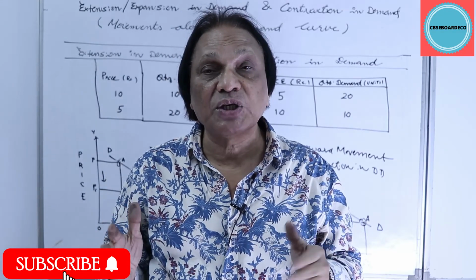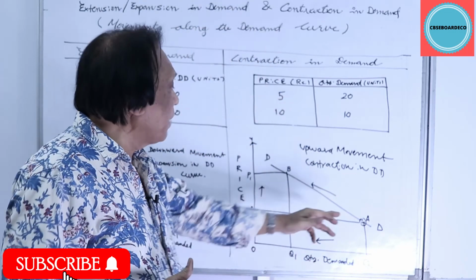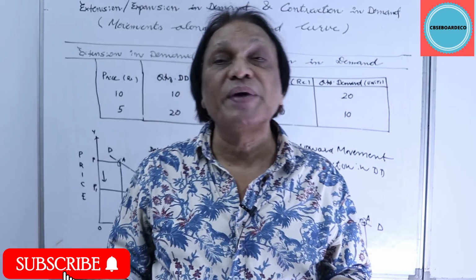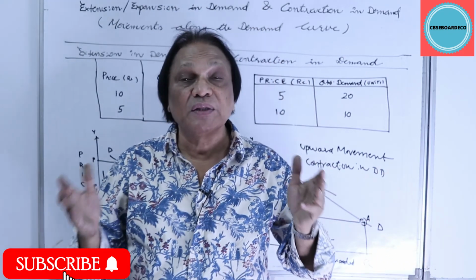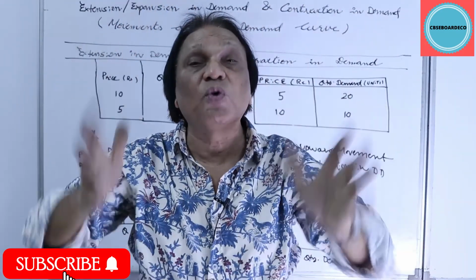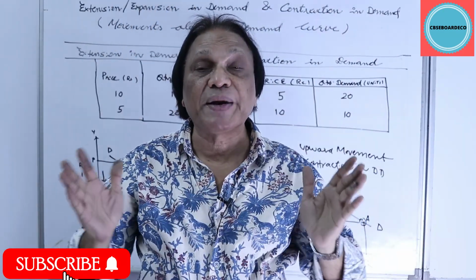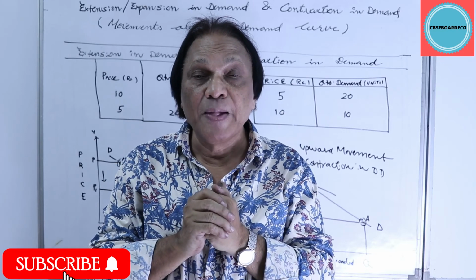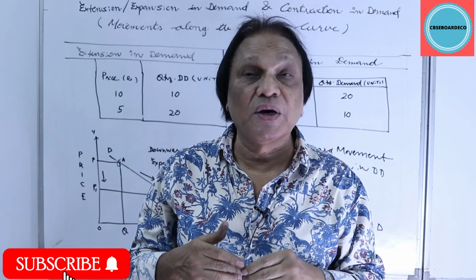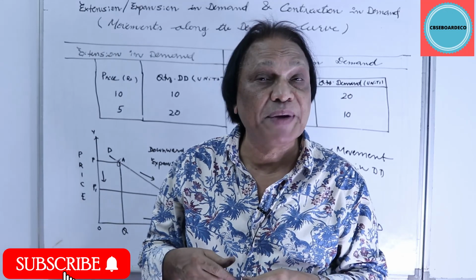That's called contraction in demand. We move upwards along the demand curve. This is also called movement because we're moving along the demand curve. This is also change in quantity. Change in quantity is taking place only because of changes in price, not because of any other factor. That's all we have time for this very important concept in microeconomics.